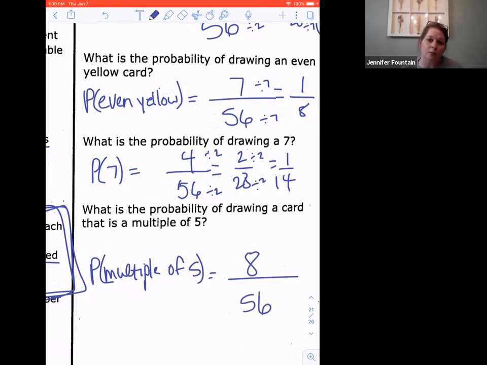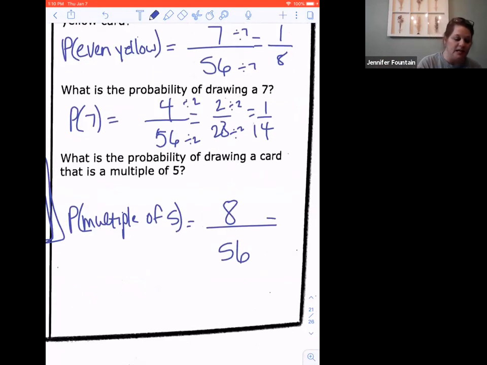So basically my numerator is just how many chances do I have of this happening? And my bottom is what are the total number of possibilities? So again, 8 out of 56, both are divisible by 8. 8 divided by 8 is 1. 56 divided by 8 is 7. So I have a 1 out of 7 chance. 1 divided by 7 is like 0.14, so it would be a 14% chance if you were looking at it as a decimal. Any questions on these?